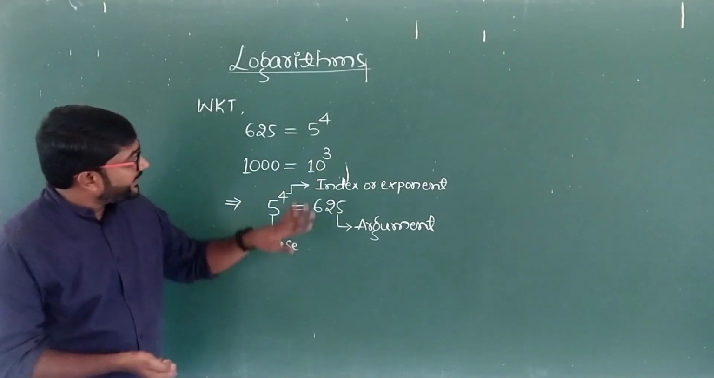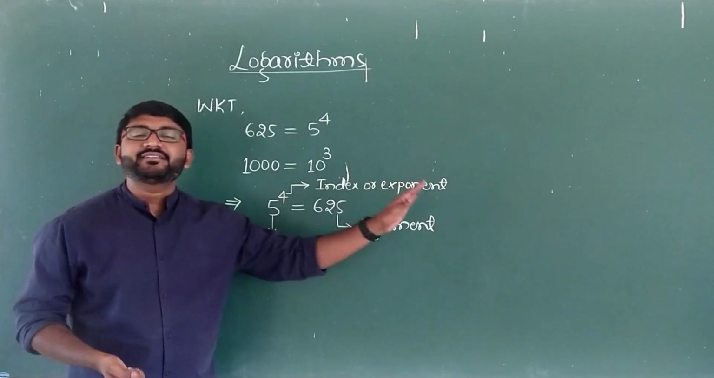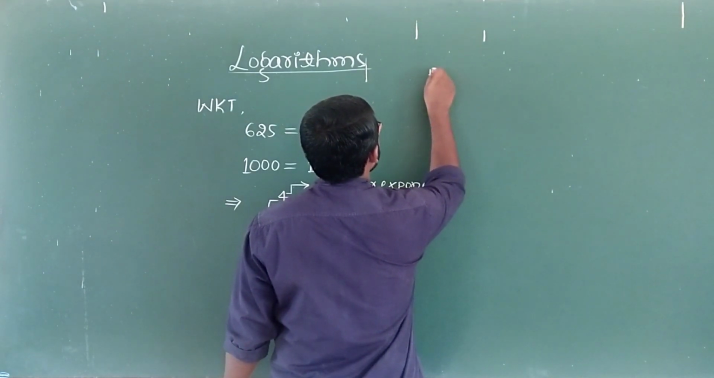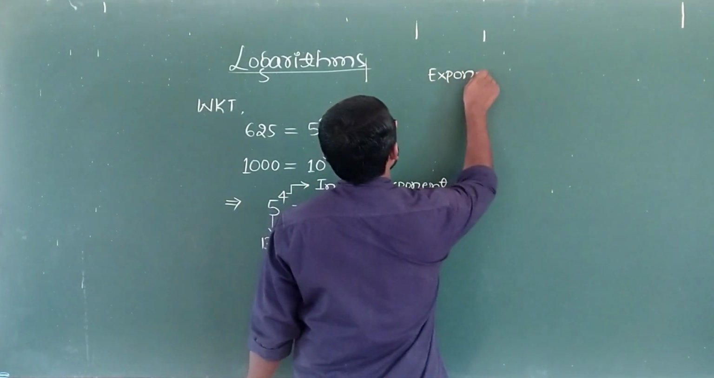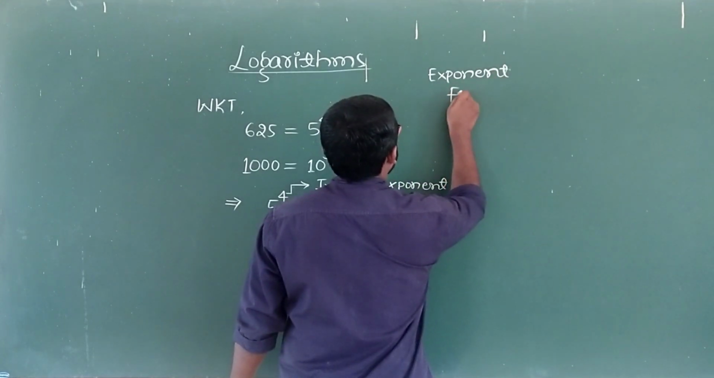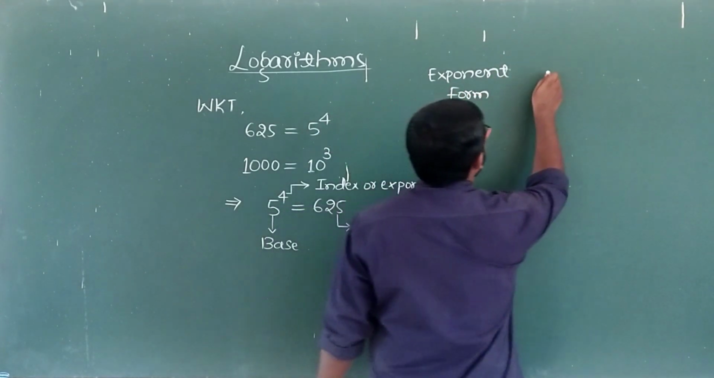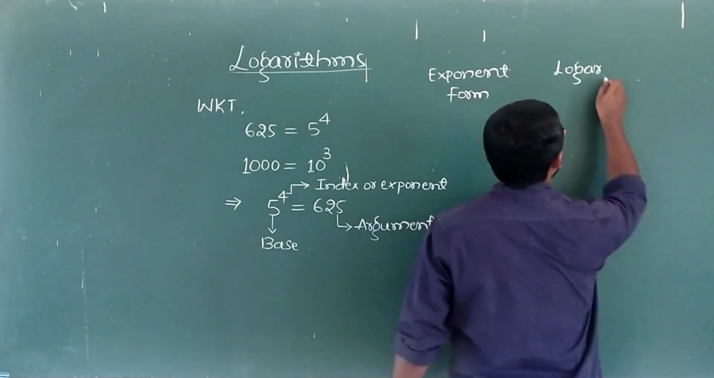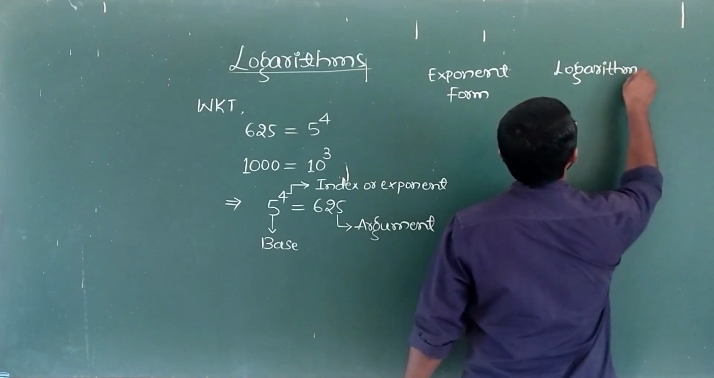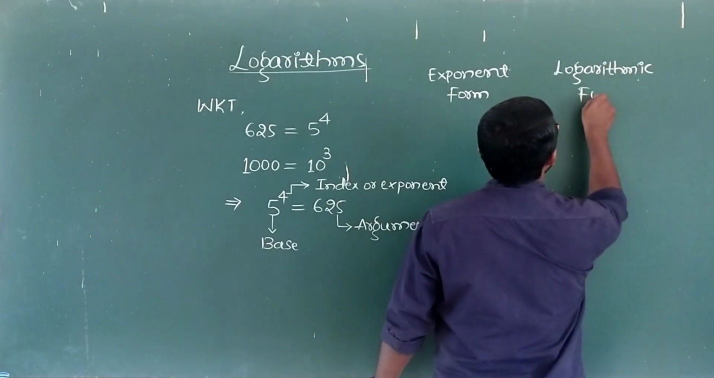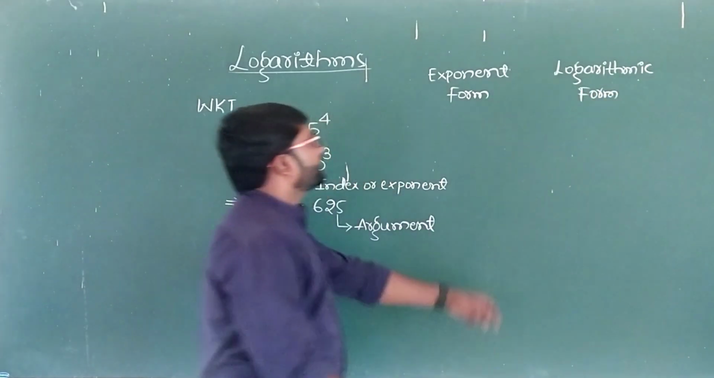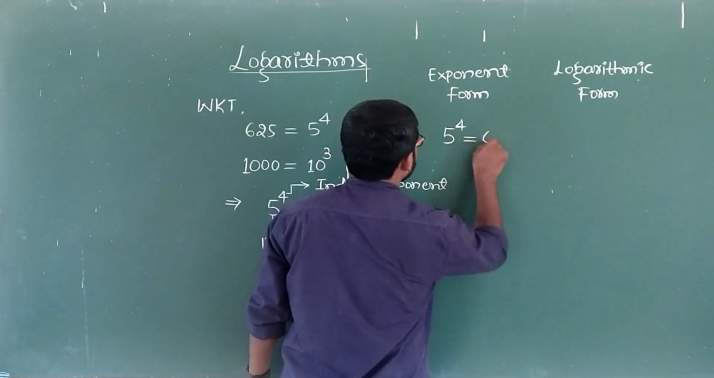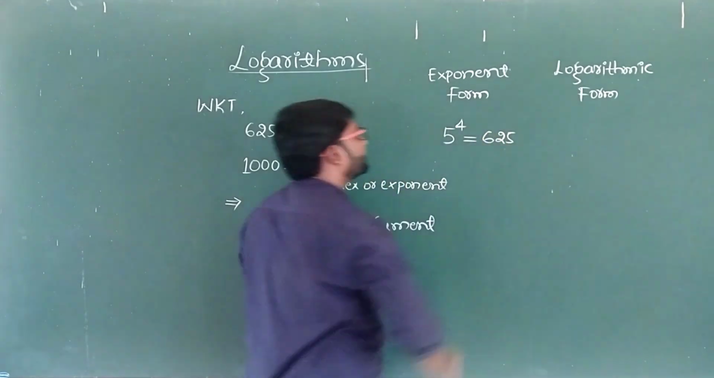Now this exponential form can be expressed in the logarithmic form. So I'll write that now. This is the exponent form, and we'll write the corresponding logarithmic form. The exponent form is 5 to the power 4 equals 625.